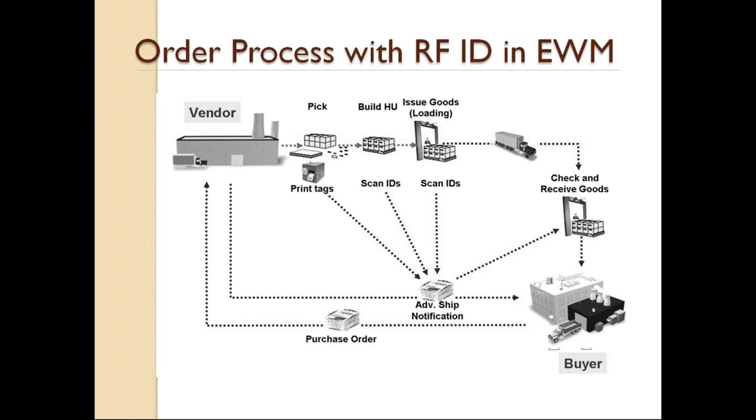So the supply chain, if it works full-fledged and you have RFIDs, the possible flow between you and your vendor, or between you and your customer, would be like this. The vendor builds the product and packs it. While building and packing, it prints the RFID tags. That tag information, the RFID information, the product handling unit, all of it is sent by the vendor to the customer. Let's say we are the customer, so they send all this information to us.